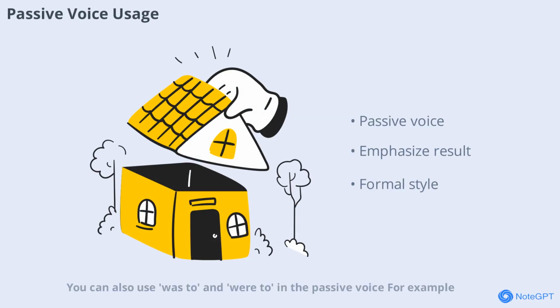You can also use was to and were to in the passive voice. For example, the building was to be completed by June. This emphasizes the action or result rather than who was responsible. It's common in formal writing or reports.